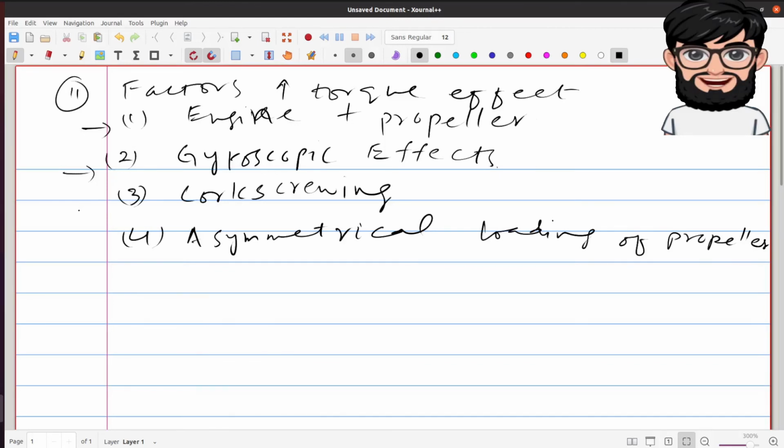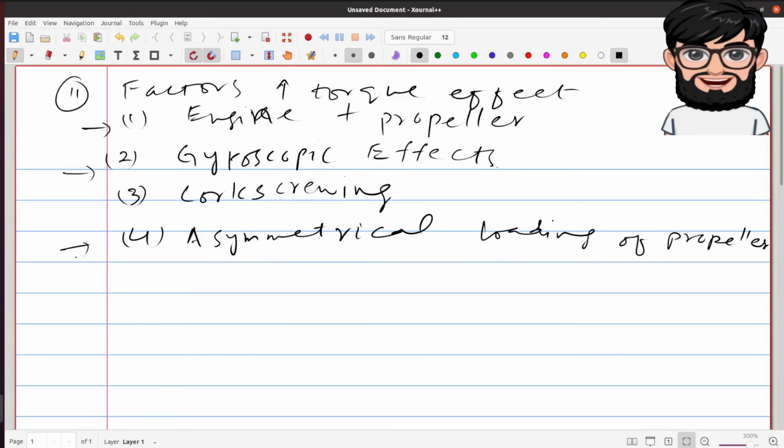The corkscrewing effect of the propeller: high speed rotation of an airplane propeller results in a corkscrewing rotation of the slipstream as it moves rearward. At high propeller speeds and low forward speeds, this slipstream strikes the vertical tail surface on the left side, pushing the tail to the right and yawing the aircraft to the left. And the last is the asymmetrical loading of the propeller.